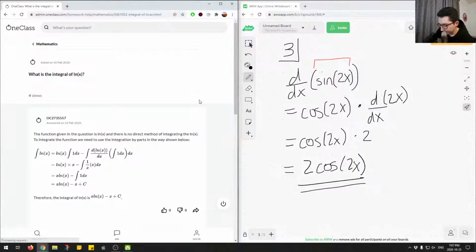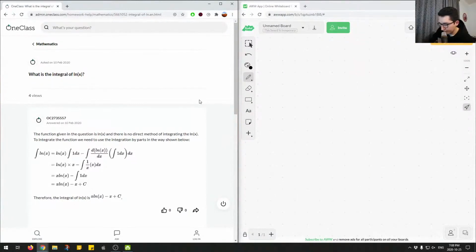Move on to question number 4. Just going to clear the page. Alright, so question number 4. So now we're taking the integral of ln x. So we did some derivatives, now we're going to do an integral in this question. This is question number 4.